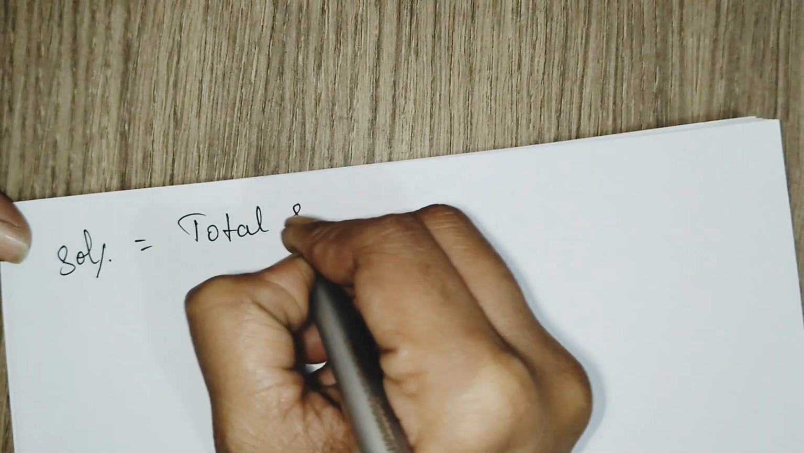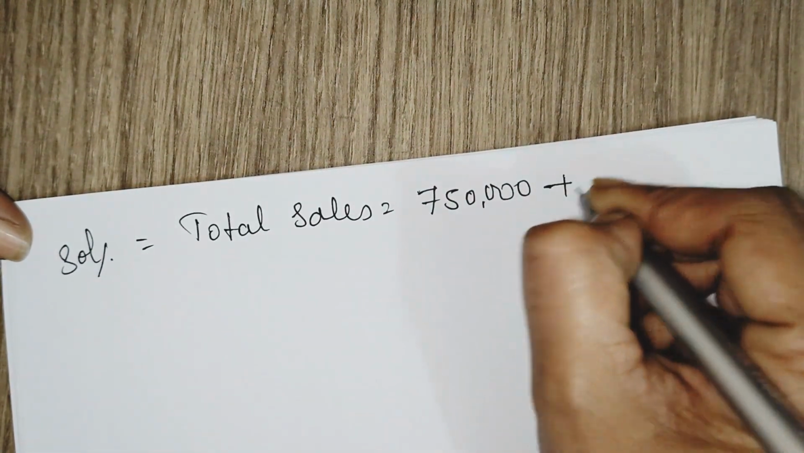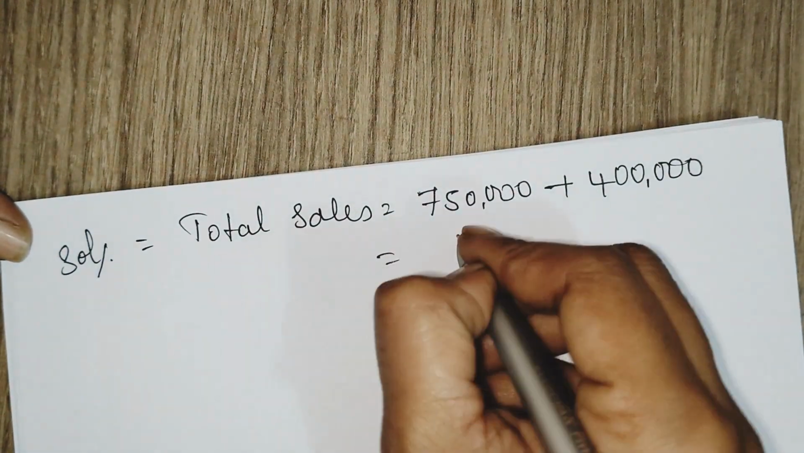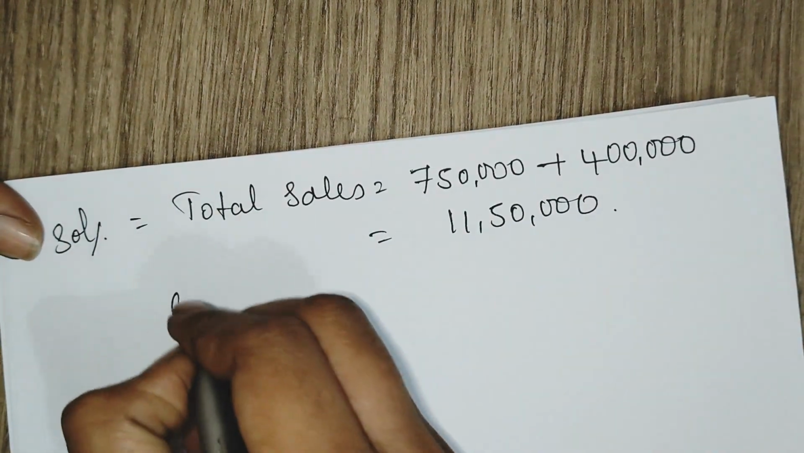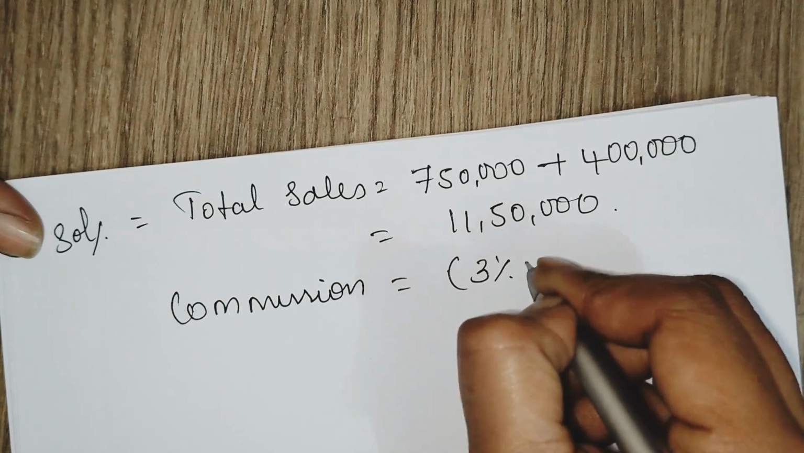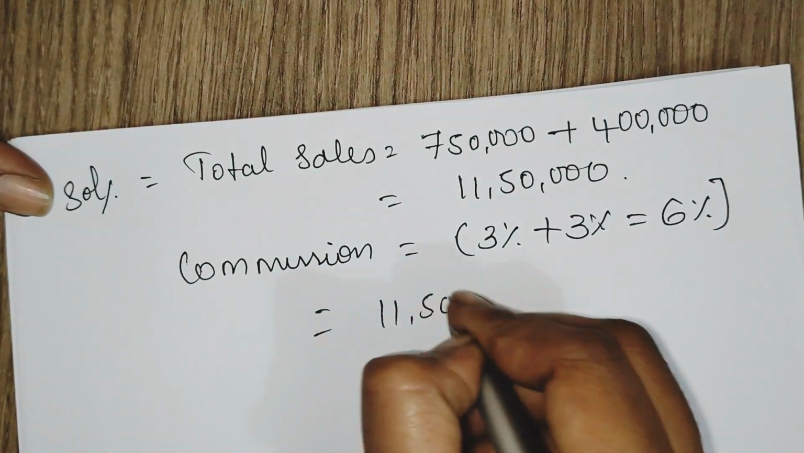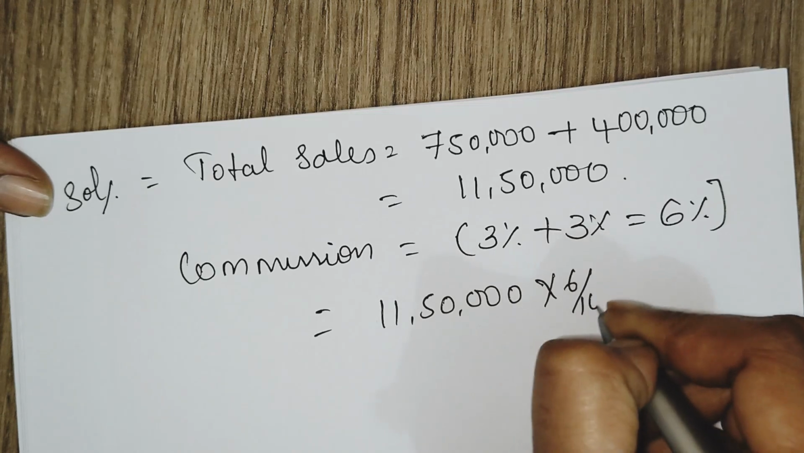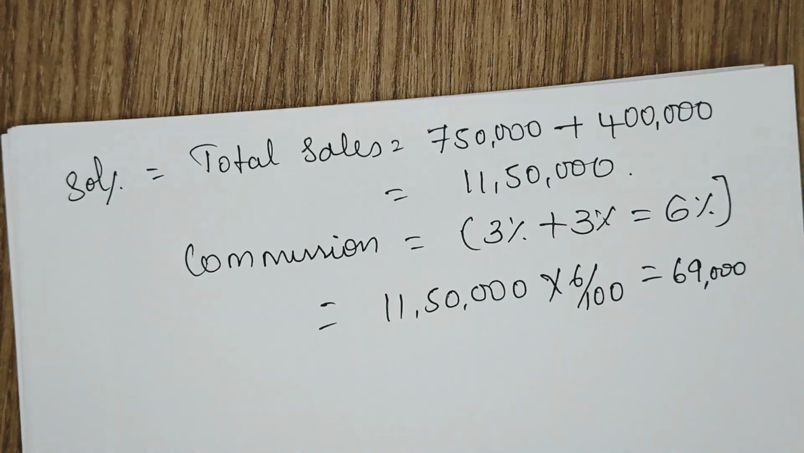Now let us find out. First we want total sales, right? Total sales is equal to 7,50,000 cash sale plus 4 lakh credit sale. That will be 11,50,000. Now commission: 3 plus 3, total 6% on 11,50,000 into 6 by 100. That will come to 69,000. 69,000 is the commission.